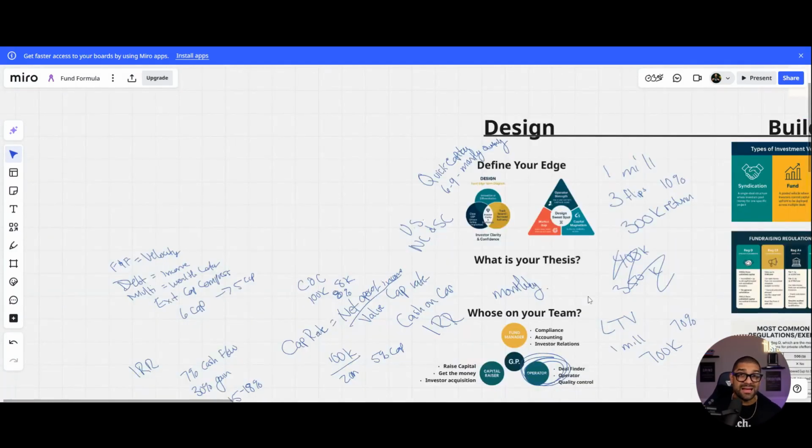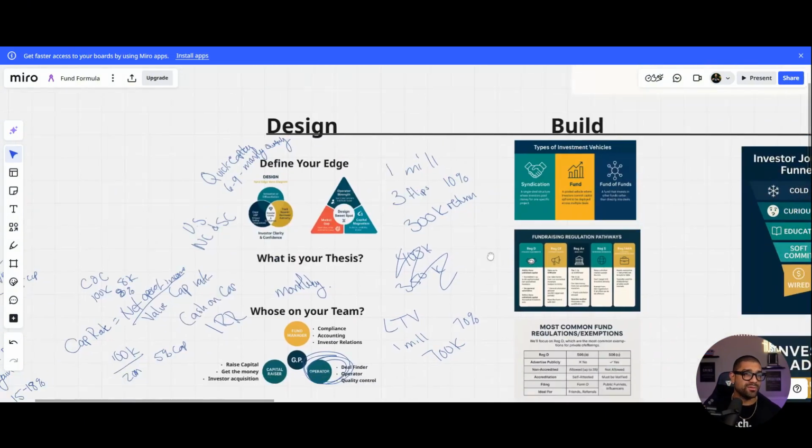Now, your job in the design section is to align the fund type with the investor profile. Pitching a 5-year multifamily play to a guy who wants to make his money back in 9 months and get those distributions, that's like trying to sell kale chips at a barbecue. It's the wrong fit. Now, let's go through build for a second.